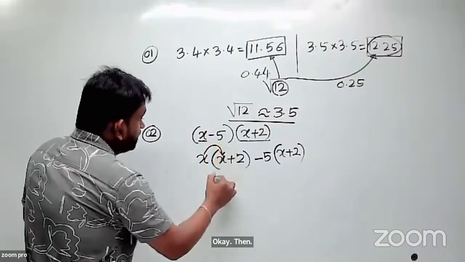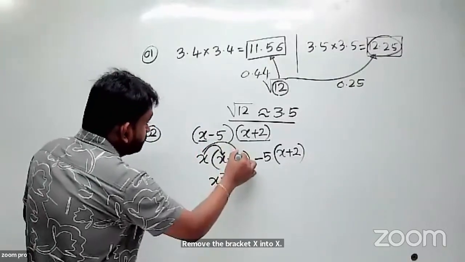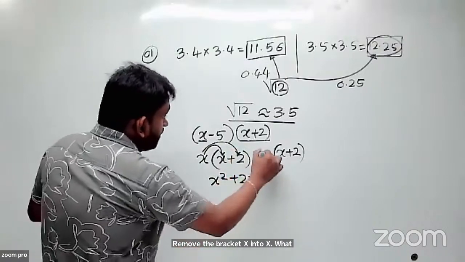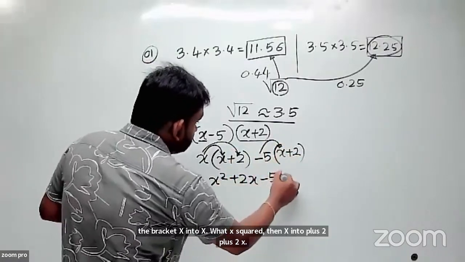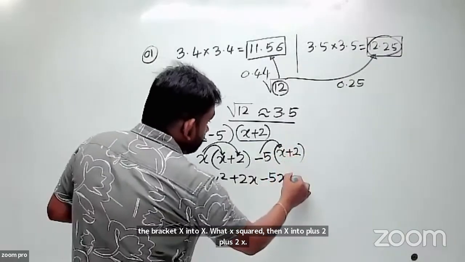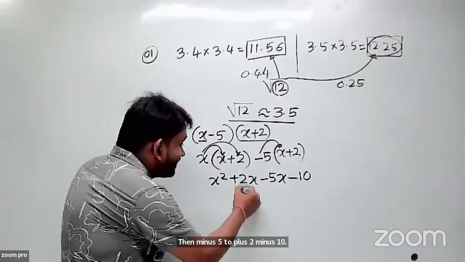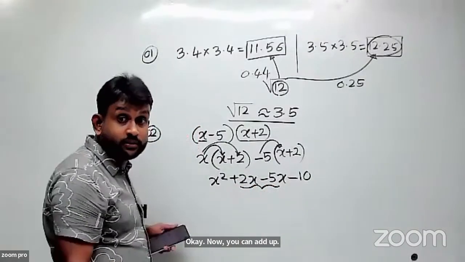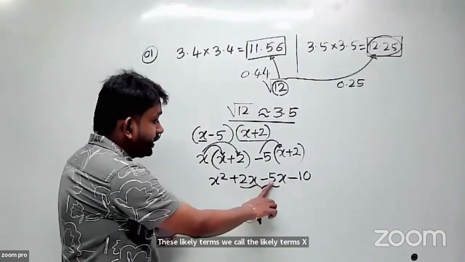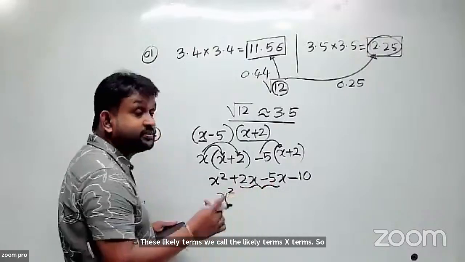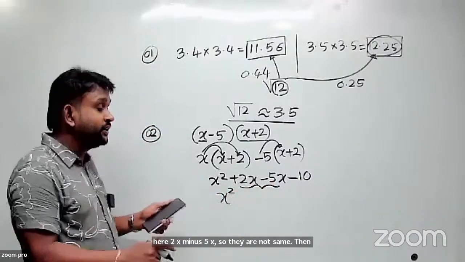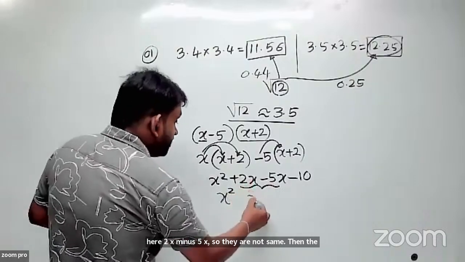x into x, what? x squared. Then x into plus 2, plus 2x. Then minus 5 into x, minus 5x. Then minus 5 into plus 2, minus 10. Okay, now you can add up these like terms. We call the like terms x terms. So here 2x minus 5x. They are not the same sign, so subtraction happens. Then 5x subtract 2x is 3x.